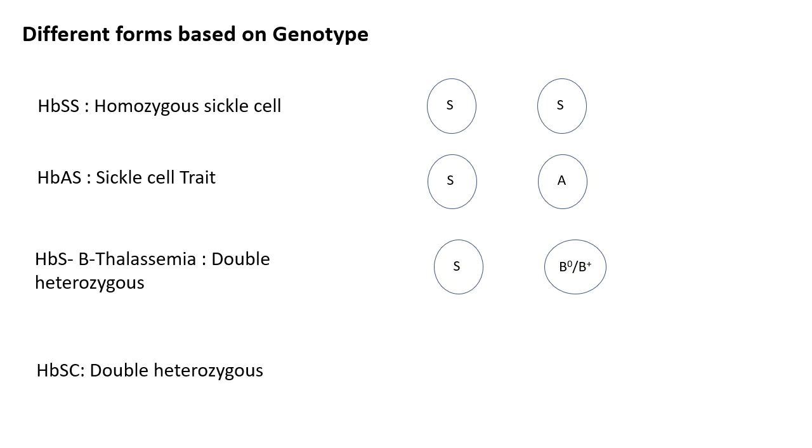In India we can still see HbS D Punjab double heterozygous. So in HbSC it would have S and C alleles. In HbSD Punjab it would be S with D Punjab allele.